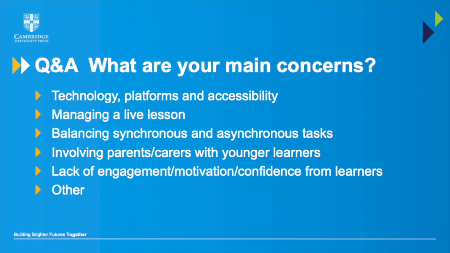So let me take over here from Laura. So just to reiterate, technology, platforms and accessibility, 46%, managing a live lesson, 27%, balancing synchronous and asynchronous tasks, 28%, involving parents with younger learners, 26%, lack of engagement, motivation, confidence from learners 47%, and then other, we've got 4%. Okay, lovely. So it looks like for the moment, technology and lack of engagement and so on, these are the two main areas of concern.